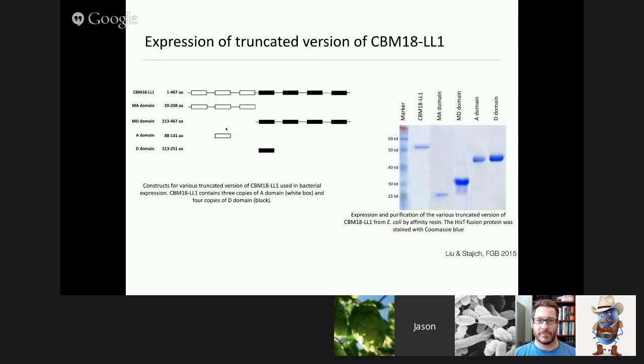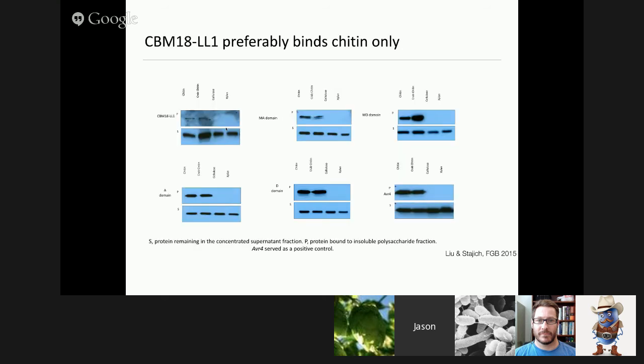Then Peng took these copies and engineered versions that were either the full-length copy or just, she called them MA and MD, because the letters we'd assigned to those domains were A, B, C, D, and so forth. So there was a copy that had 3 A domains and 3 D domains. She made versions of those, and then just a single version of the domain. She made these constructs and expressed them in E. coli. We purified these proteins, and then we asked whether these proteins could bind chitin.